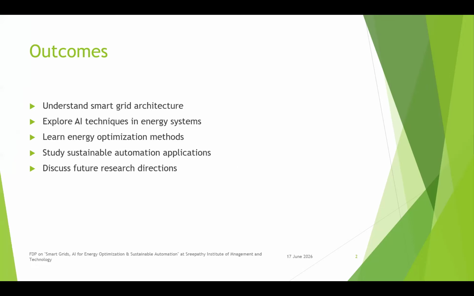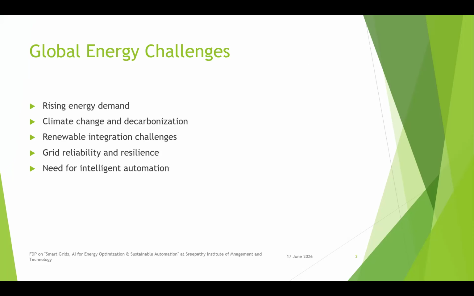Okay. So by this session, we will have the outcomes: we'll understand what is meant by smart grid, what is the architecture of smart grids, then how it is explored using AI techniques, then how the energy systems are optimized, and there are so many automation applications, and what are the case studies. There are several case studies relevant to the smart grid. Okay, these are the outcomes.